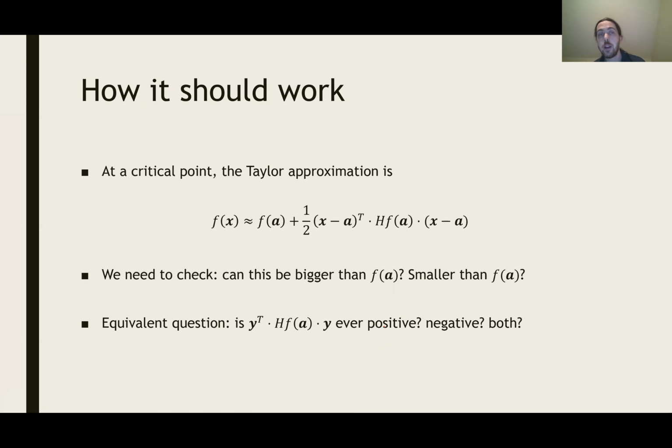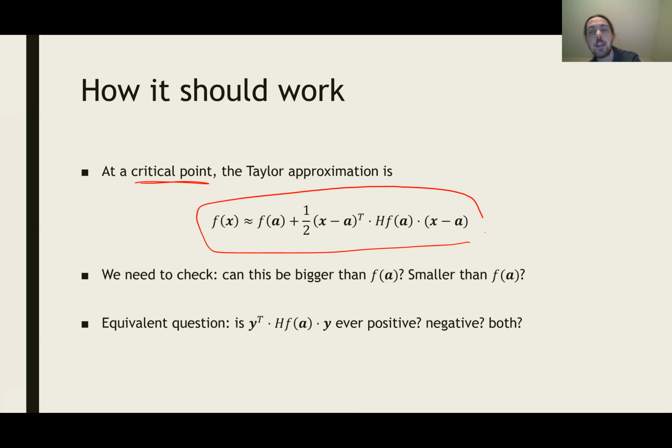The way that it works is the following. At a critical point, the critical point means that the first derivatives all vanish. And so our quadratic approximation, the second Taylor approximation, says that f of x is pretty close to its value plus this 1/2 of x minus a transpose times the Hessian times x minus a. And we need to check, is this possibly bigger than f of a or smaller than f of a? If it can't be bigger than f of a, then we have a local max. And if it can't be smaller than f of a, we have a local min.